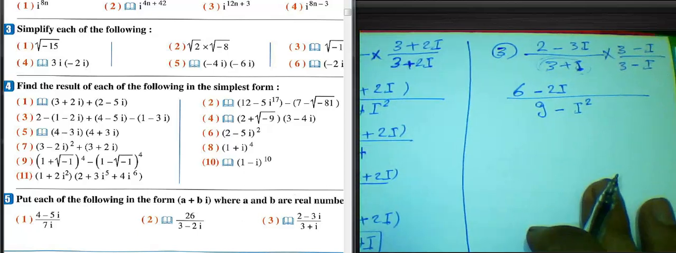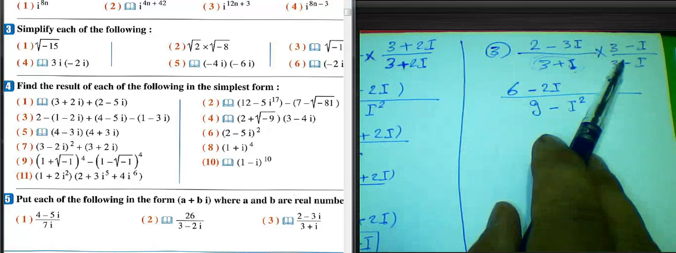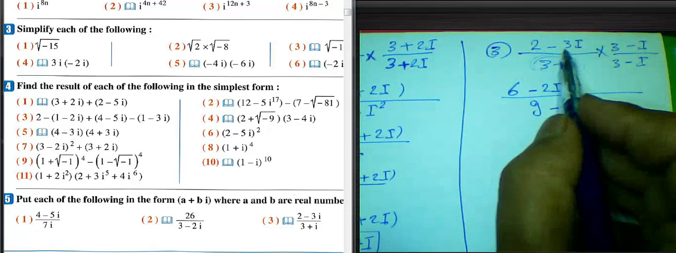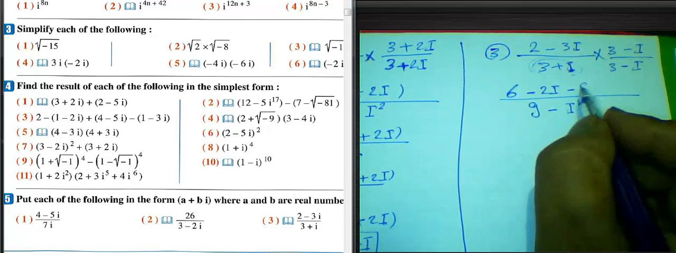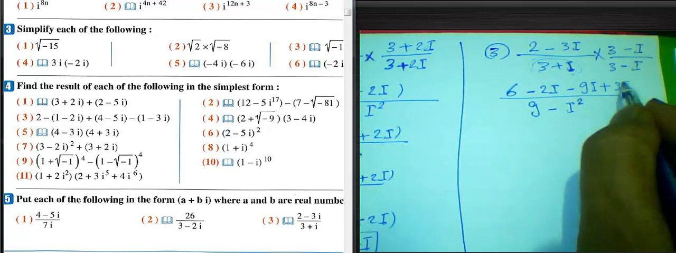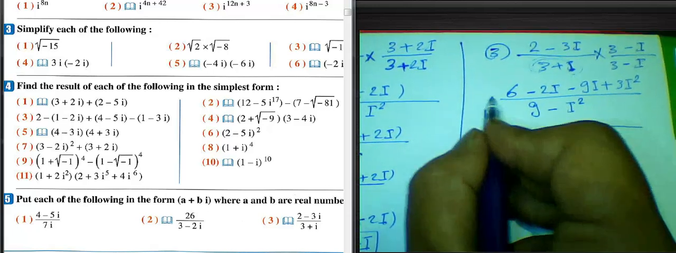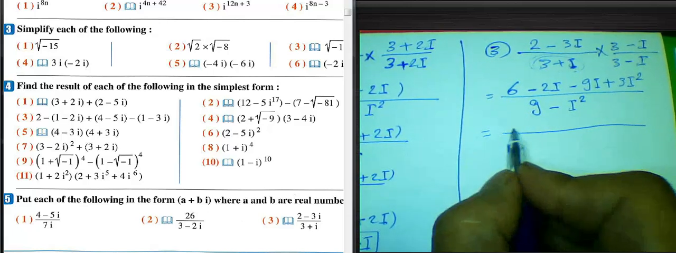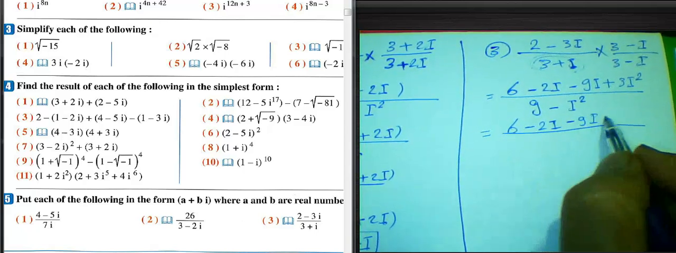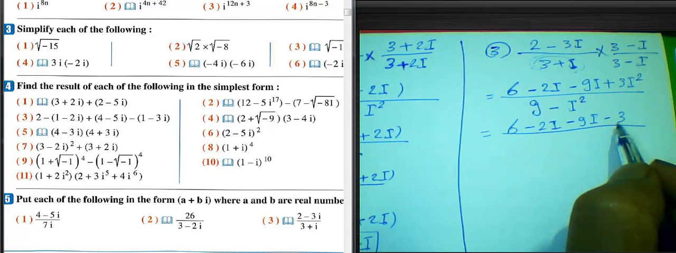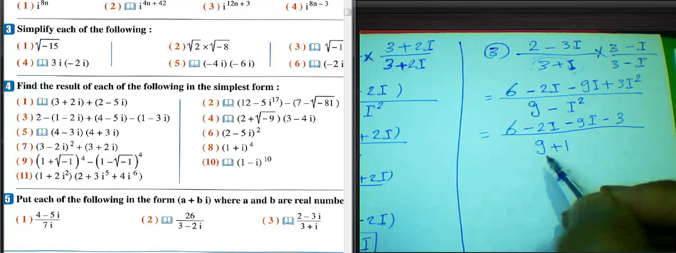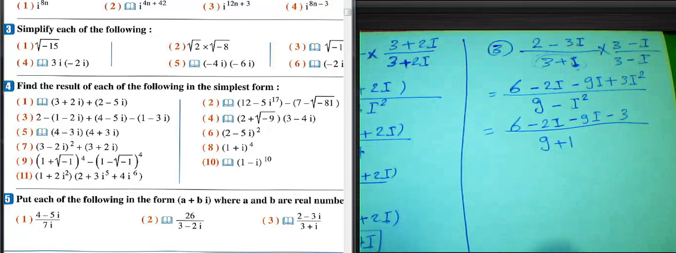Okay, complete with me again. 2 times 3 equals 6. 2 times negative i equals negative 2i, negative 3i times 3 equals negative 9i. Negative times negative equals positive 3i power 2. We can complete here: 6, subtract 2i, subtract 9i, subtract 3, because i power 2 equals negative 1. Negative 1 times 3 equals negative 3. 9 plus 1, because i power 2 equals negative 1. Negative times negative equals positive.